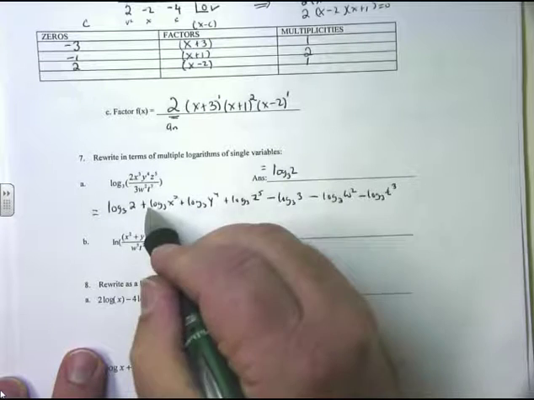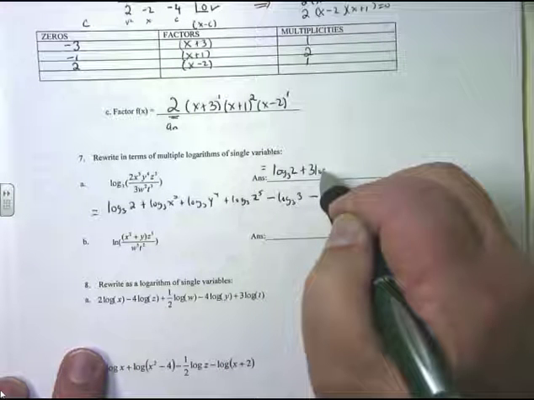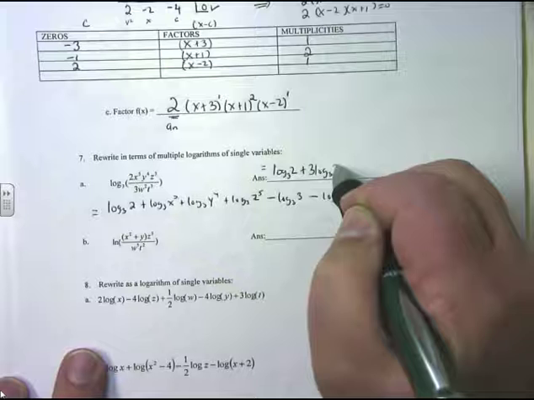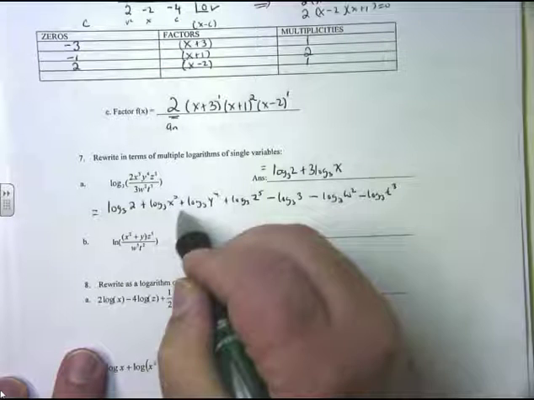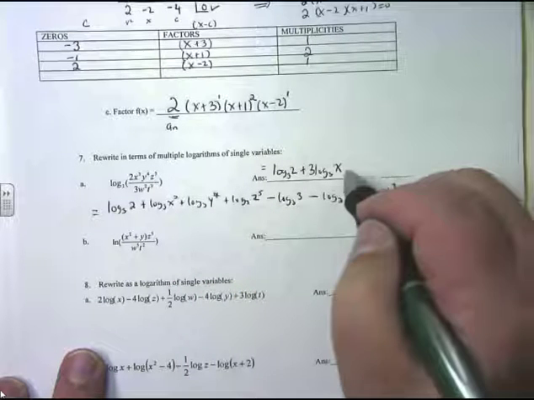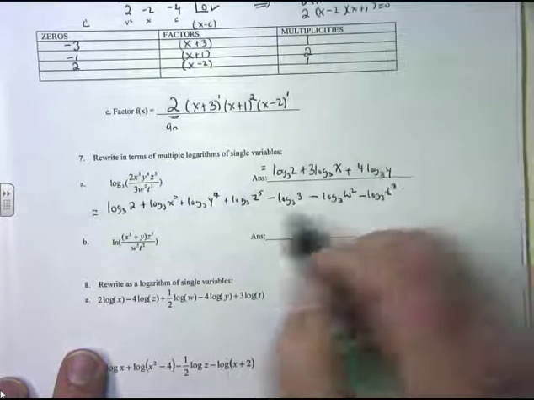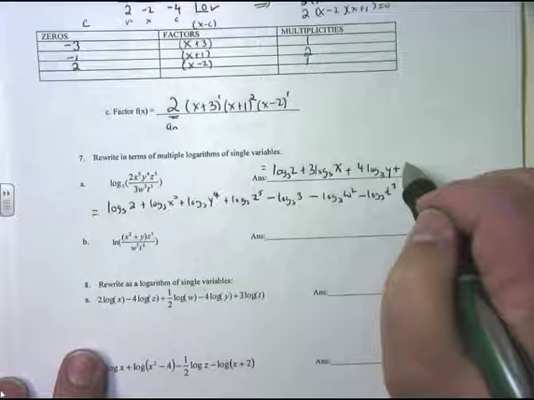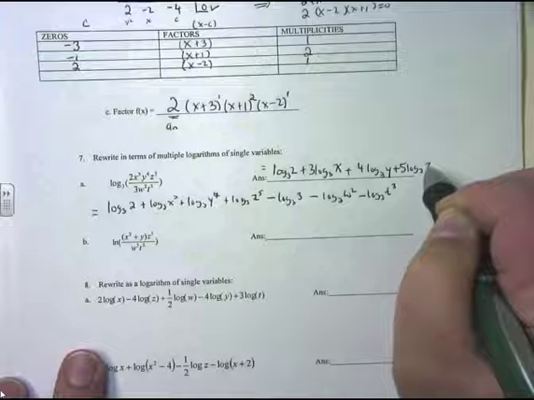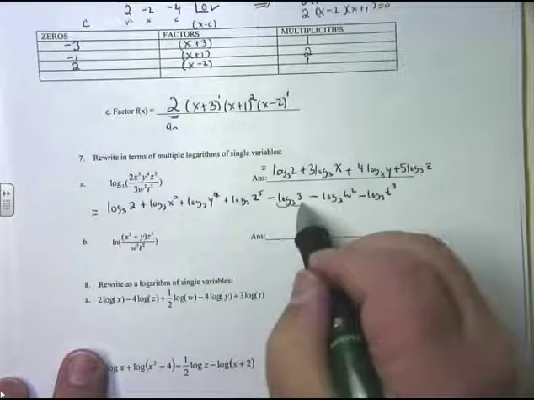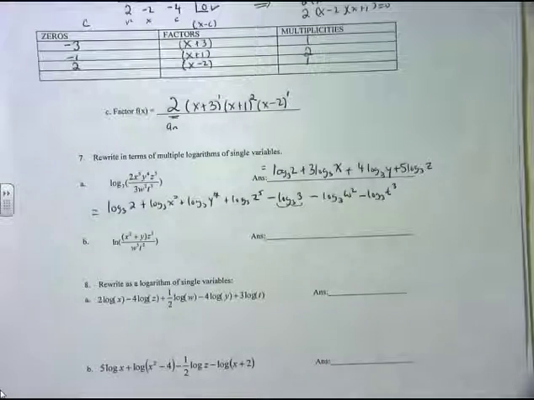This 3 pops out front and would be plus 3 log base 3 of x. This 4 pops out front, so this would be plus 4 log base 3 of y. This 5 pops out front, so that is plus 5 log base 3 of z. This one's special. The log base 3 of the constant 3.